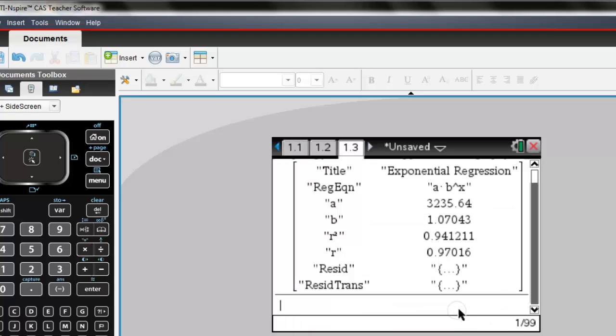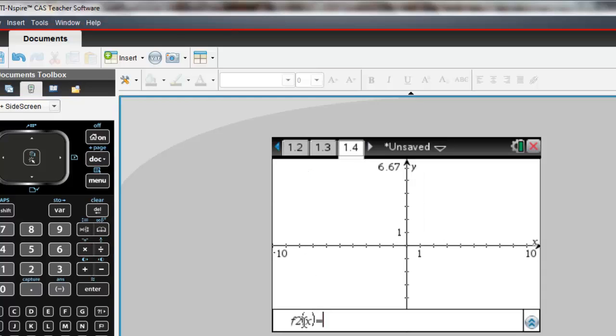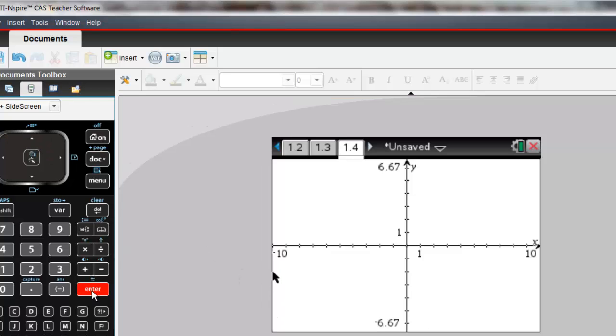And we say OK. And there's our equation. There's the 3,235. There's the base 1.07 and so on. And it's giving you an R-squared value that says it's a pretty good fit. And so we're going to now graph it. So we go to Control, Doc, Add a Graphs page. And see how it's saying F2? Well, the graph is stored in F1. So just do a little up click. There's F1. Push Enter. And, oh, no graph.